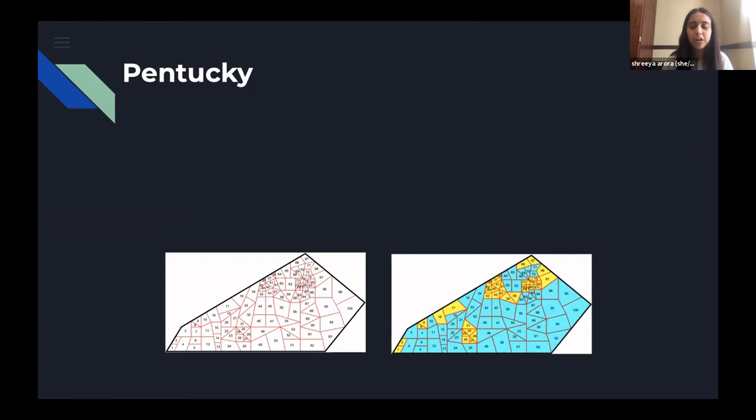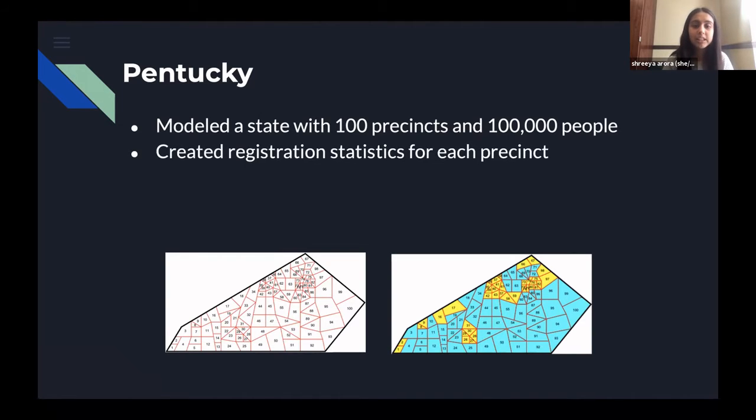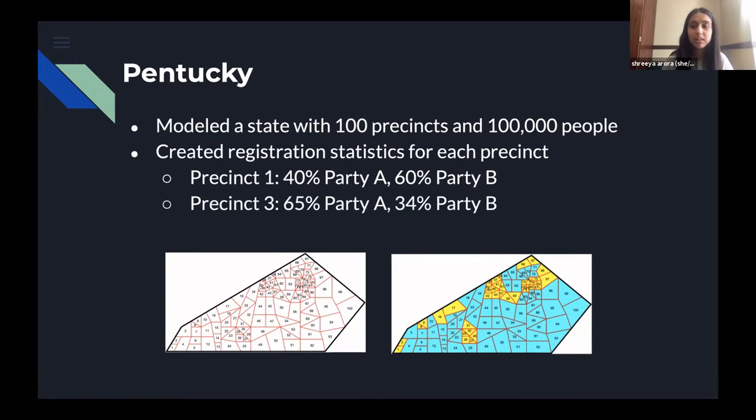In order to model our algorithm, Dr. Kessler and I created a model state known as Pentucky. It has 100 precincts and 100,000 people, and each precinct has a different population, but they're very similar. Then we created registration statistics for each of these precincts. For example, precinct 1 with 1,000 people will have 40% registered with party A and 60% party B. Another example would be precinct 3 with 900 people would have 65% party A and 34% party B.